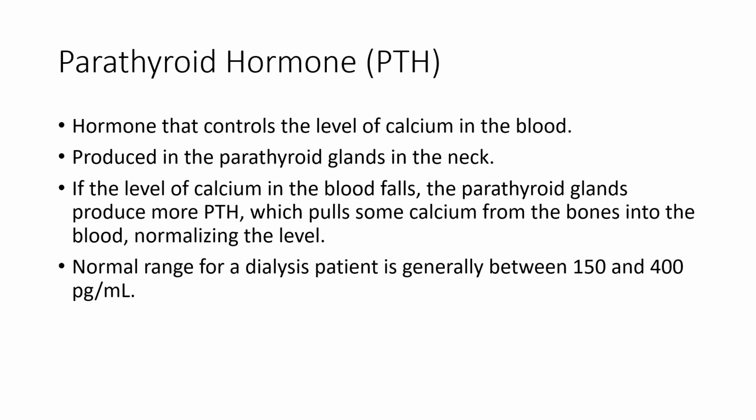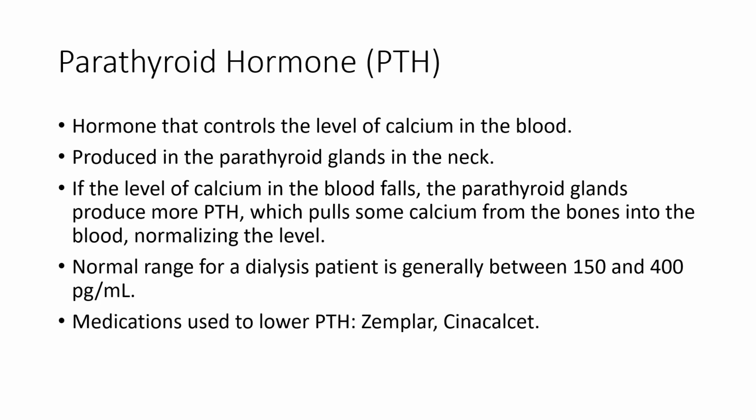The normal range for PTH depends on the technique used by an individual laboratory, but for dialysis patients, generally between 150 and 400 milliliters per minute. There are a couple of medicines that are used often to lower PTH in dialysis patients. These include Zemplar, or Paricalcitol, which we administer on dialysis, as well as Cinacalcet, also known as Sensipar.